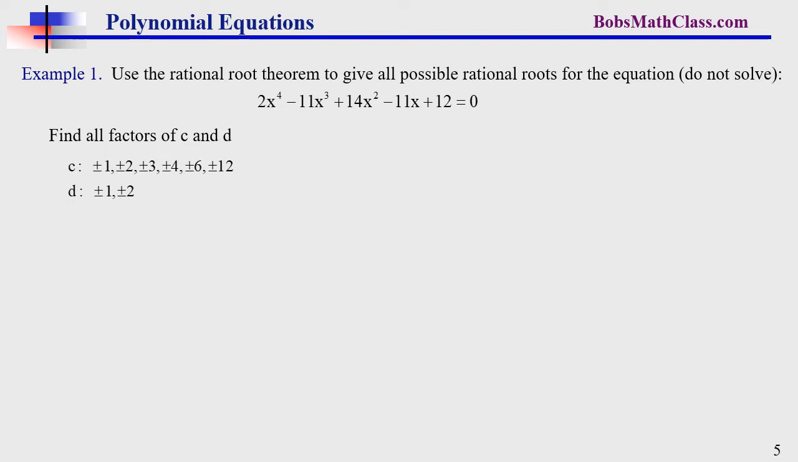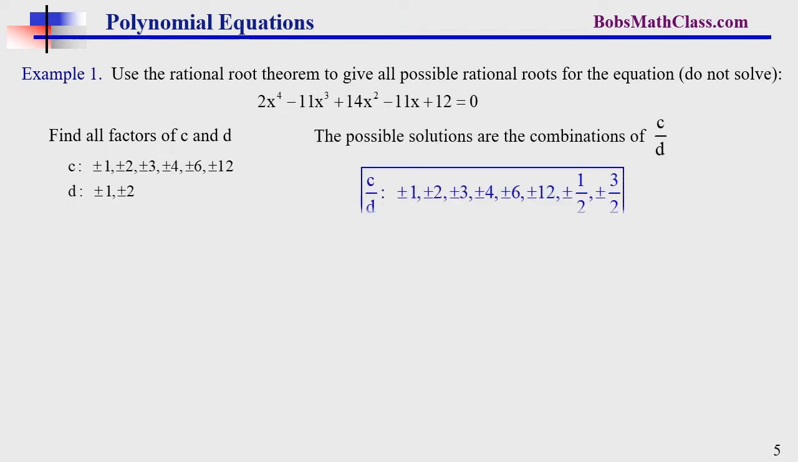Now when you put them over 2, 1 over 2, and then 2 over 2, well, 2 over 2 reduces to 1, so we're not going to list that again. Then 3 over 2, and then 4 over 2, which is 2, so we're not going to list that again. 6 over 2, which is 3, we're not going to list that. 12 over 2, which is 6. Okay, so there's our possible answers.